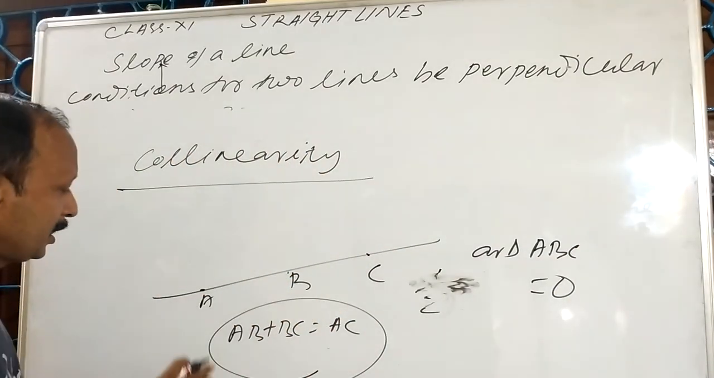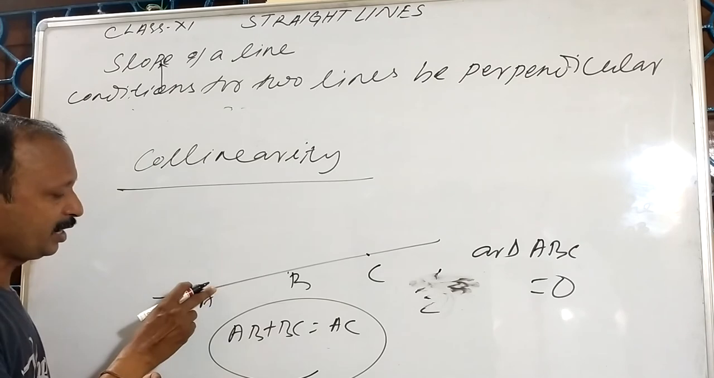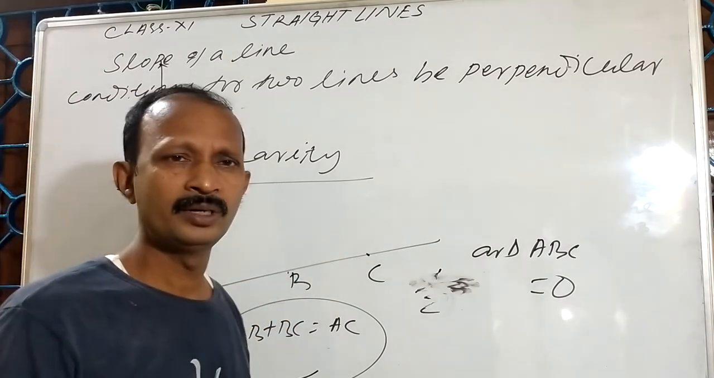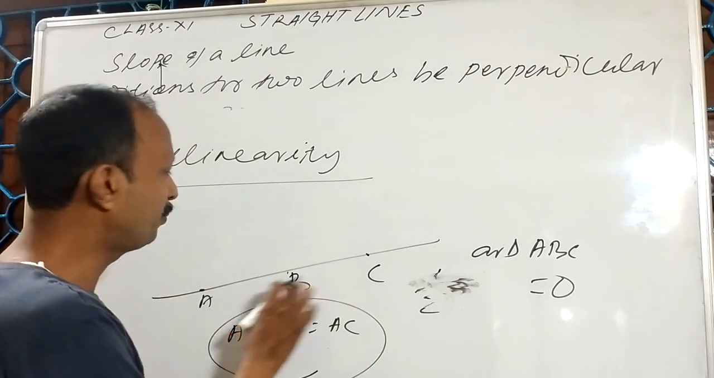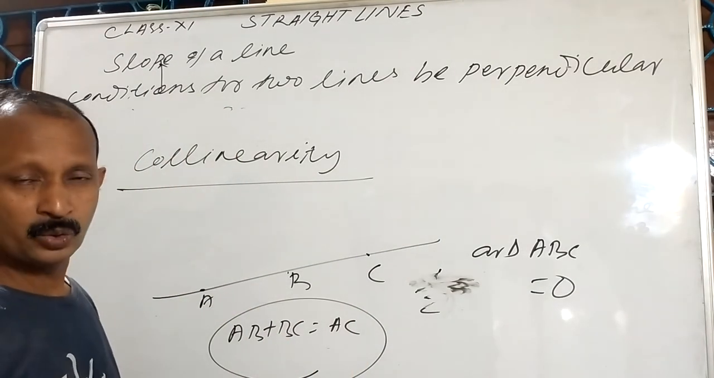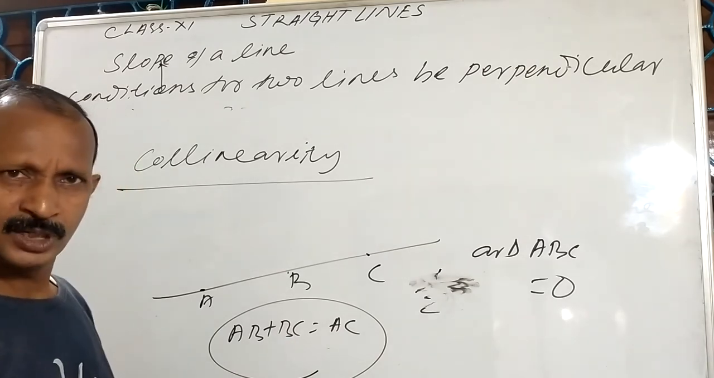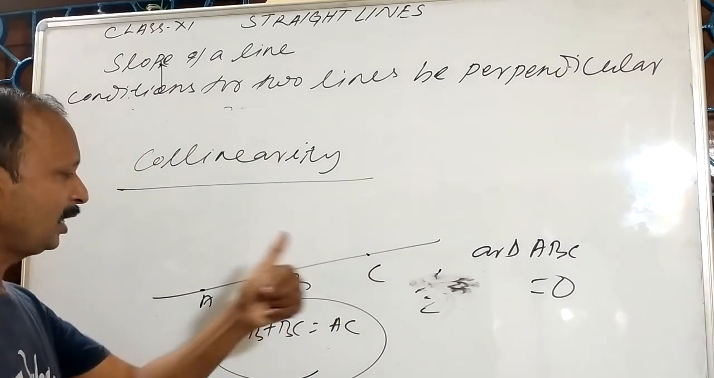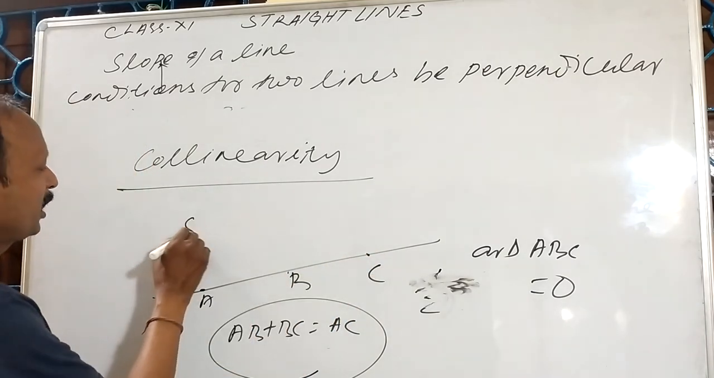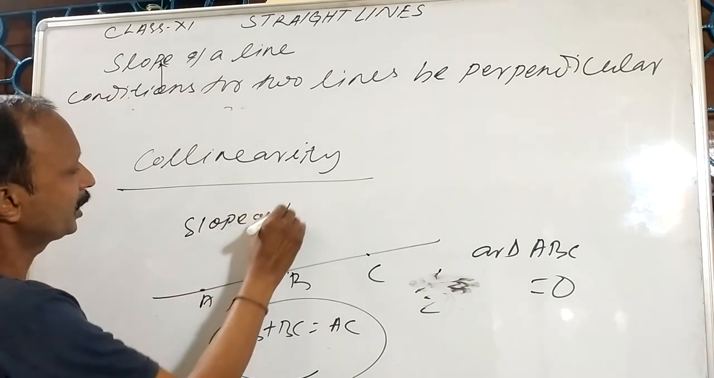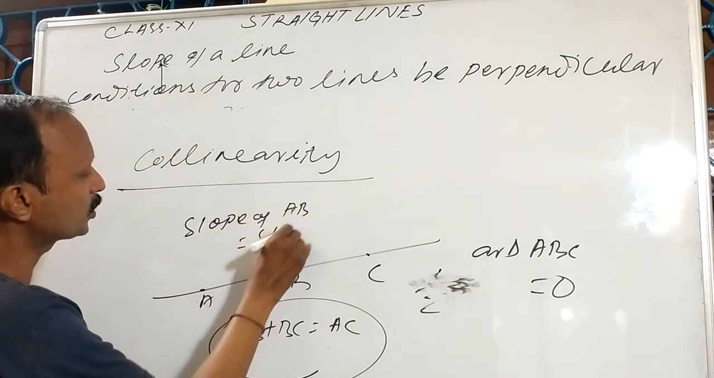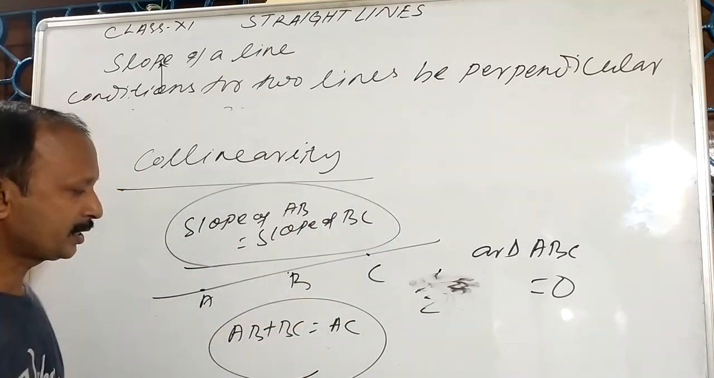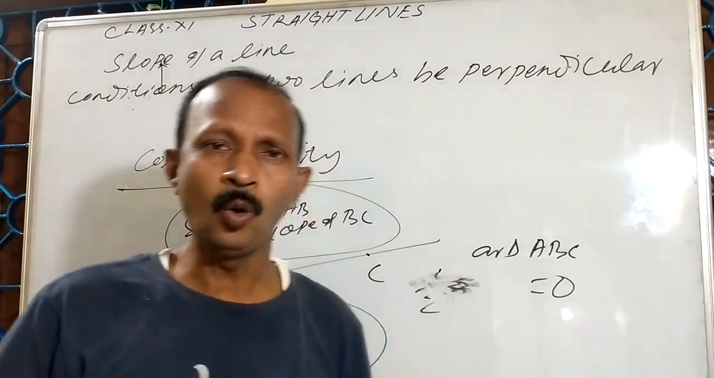If we can prove that the area of the triangle formed by three points is equal to 0, that means these three points are collinear. But today, what we studied about the slope, through that also we can prove that these three points are collinear. If the slope of AB is equal to the slope of BC, then we can prove that A, B, C are collinear.